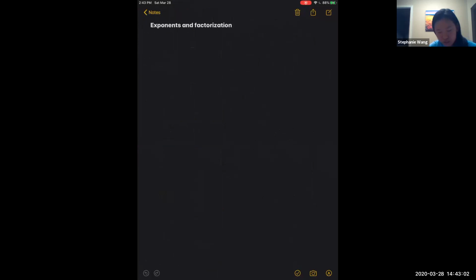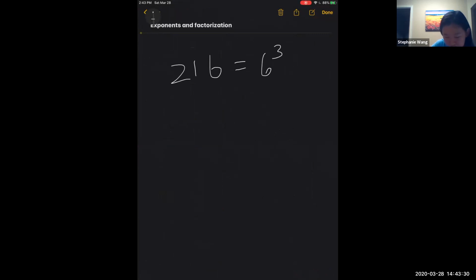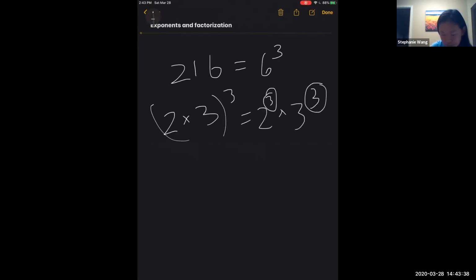All right, now we're going to move on to our next topic, exponents and factorizations. Basically, all I really want to say is that when you have a number that's a perfect cube, all of the exponents in its prime factorization have to be divisible by 3. So let's say you have the number 216. 216 is 6 cubed, so that's why it's a perfect cube. If we prime factorize 216, we get 2 cubed times 3 cubed. Notice that all of these exponents are multiples of 3.